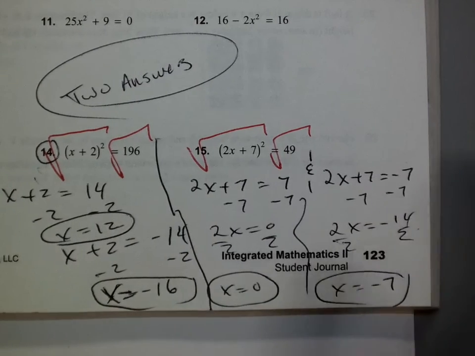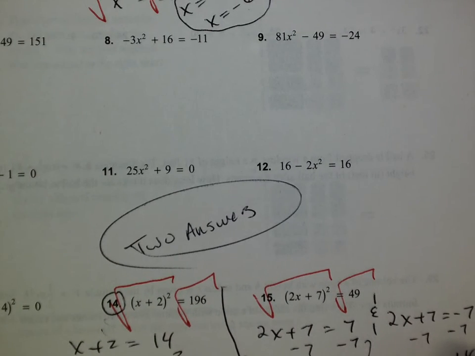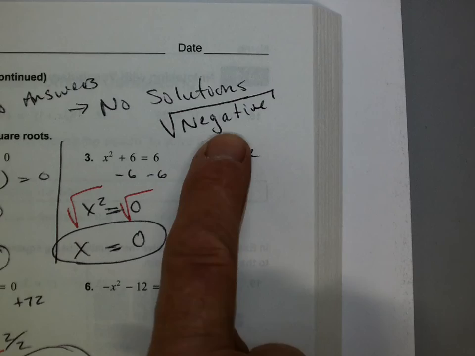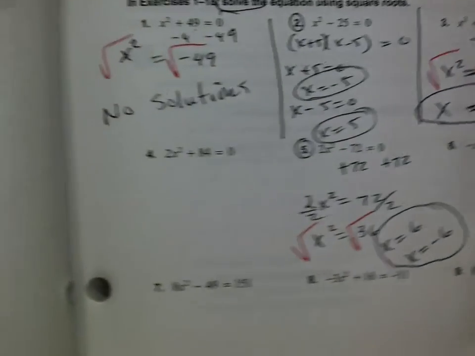All right, if you can factor these, that might be the way to go. If you want to solve it, that might be the way to go. Do remember, though, that square roots of negatives have no solutions. Can't do those. And that you should always have two answers. Okay, that's all I have.